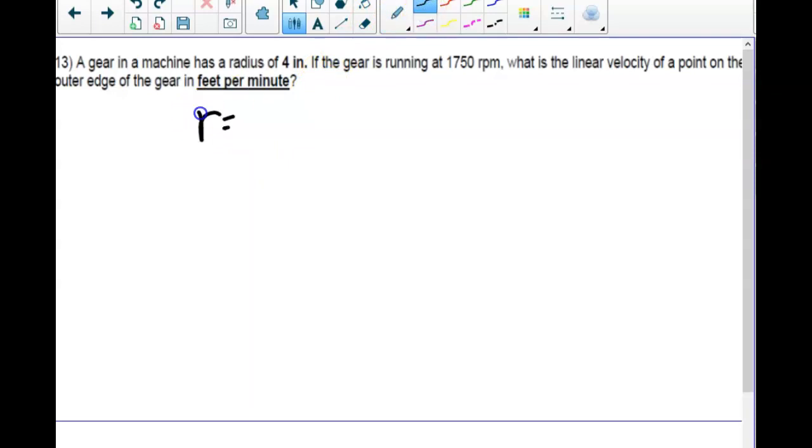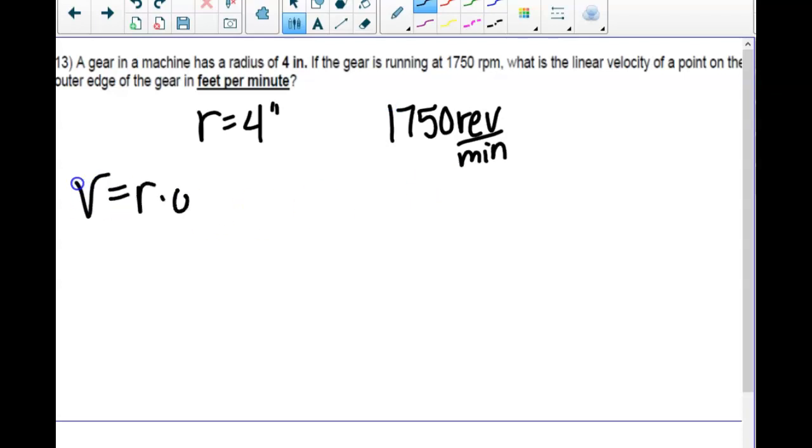All right, it says the radius is 4 inches, and we know it's turning 1750 RPM, which stands for revolutions per minute. Everybody good? This is the formula I use. So I need omega, but omega has to be in what? Does anybody remember? Radians per time. So I need to do what to change this to radians? I need radians. What do I want to get rid of? Revolutions. I put it on the bottom because they're canceled.